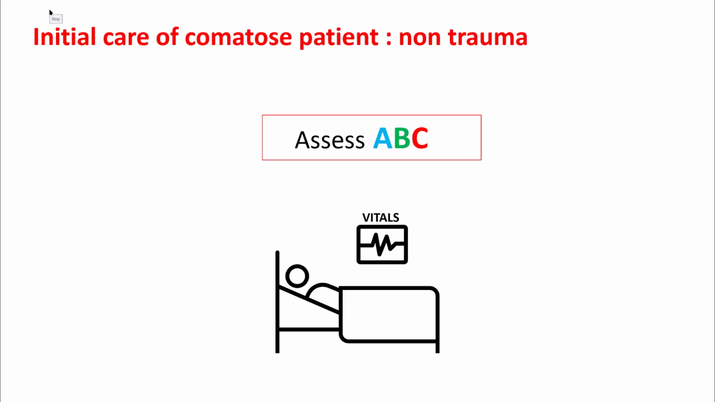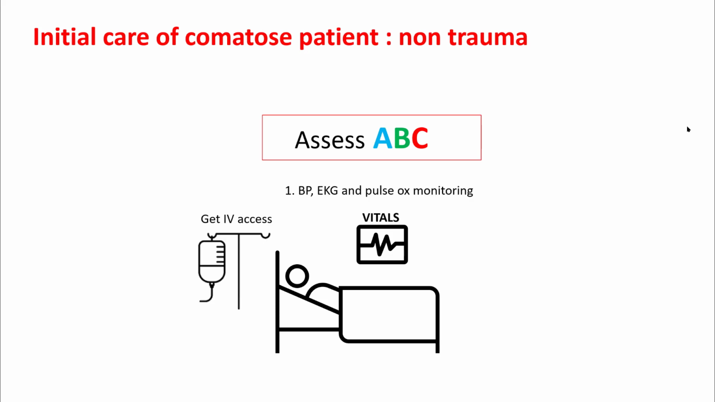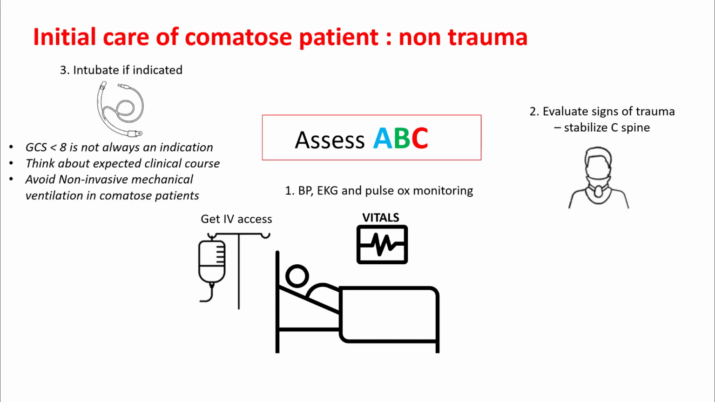Now you know the different etiologies for a patient with altered mental status. Let's try to put them together. Initial care of a comatose patient includes your airway, breathing, and circulation. That goes for all the sick patients. Monitor their blood pressure, EKG, pulse ox, and get an IV access as soon as you can. Evaluate for signs of trauma and stabilize your C-spine.